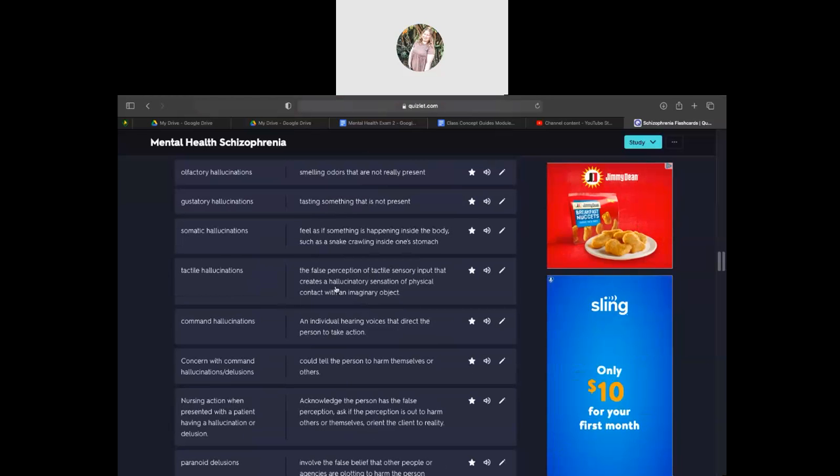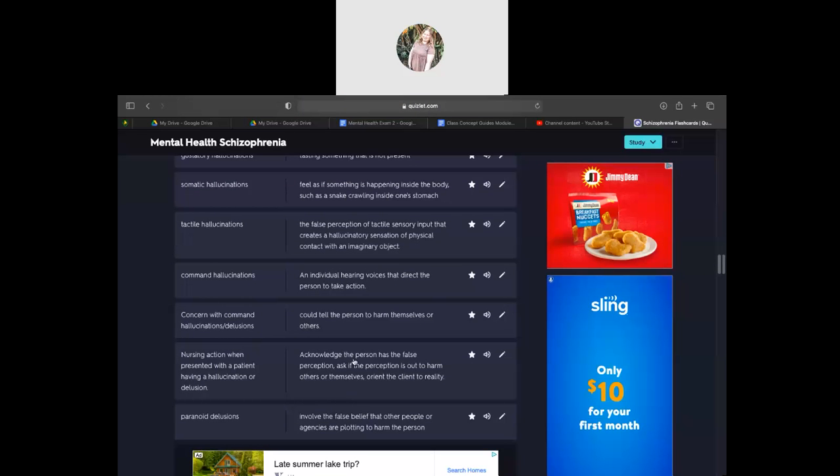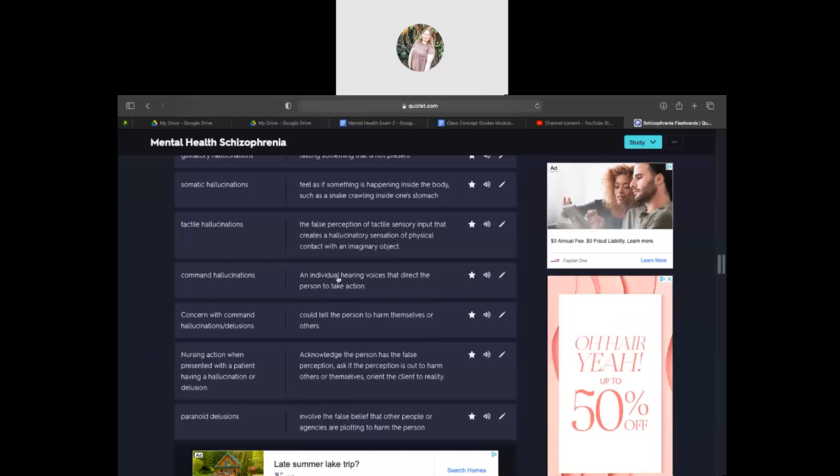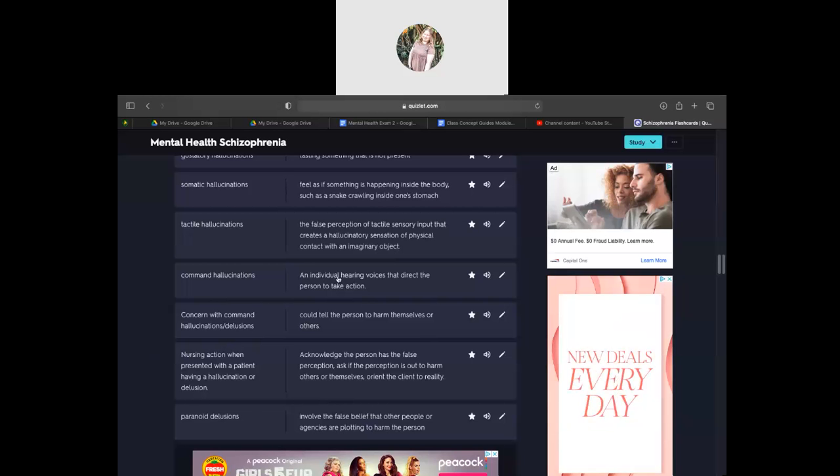So that's tactile hallucinations. Command hallucinations are when something tells somebody to take action. When there's some type of hallucination telling them to take action, that's a problem, because the concern is that command hallucinations and delusions can tell that person to harm themselves or others.